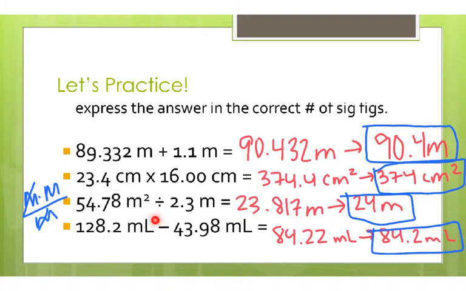Finally, in the last one, we're back to subtraction, and so it's lowest number of decimal places. 1 decimal place versus 2 makes sure my answer is in 1 decimal place as well. Units there would be milliliters.